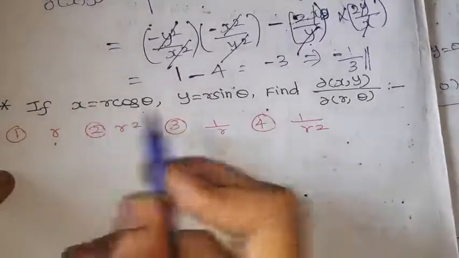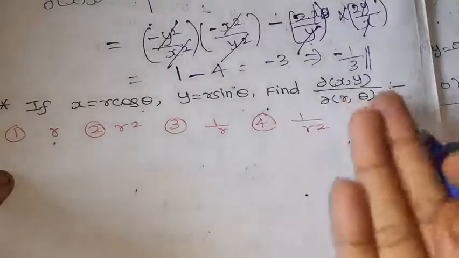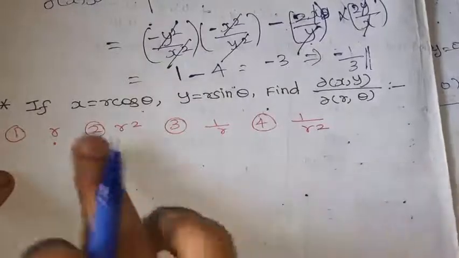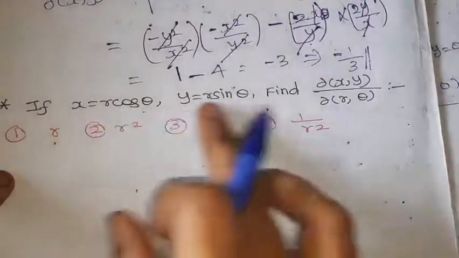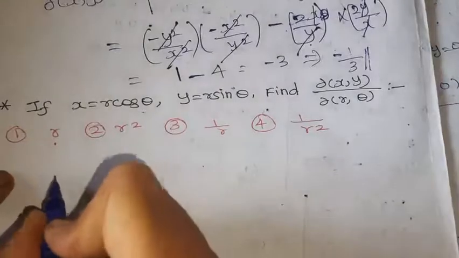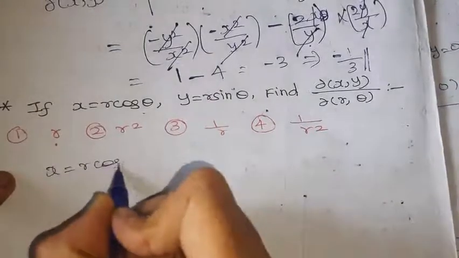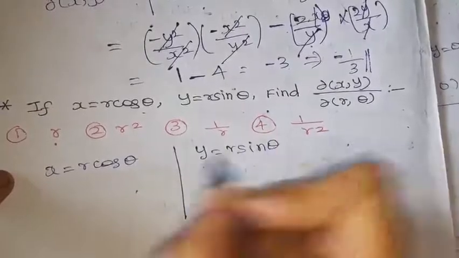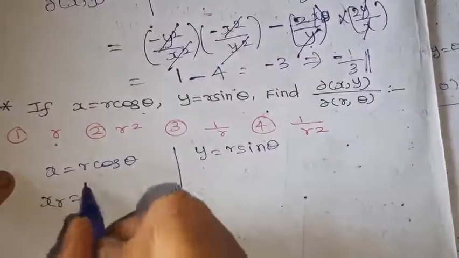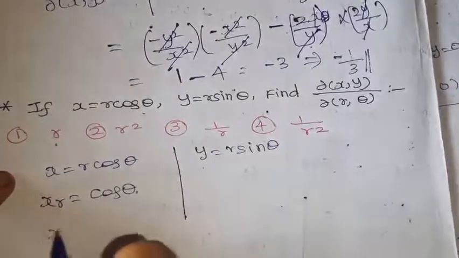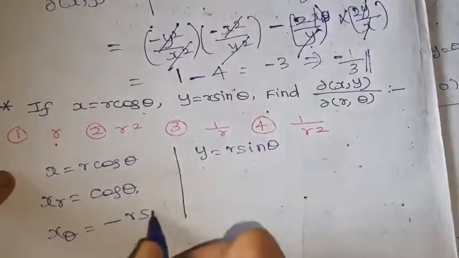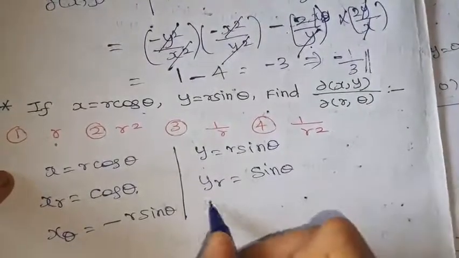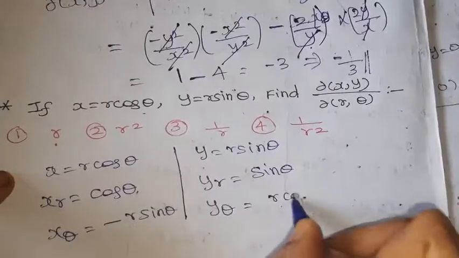Then if x and y are given, we need to find ∂(x,y)/∂(r,θ). This is direct, we need not take the reciprocal because x and y depend on r and theta only. Okay, so we'll see how to solve this. x equals r cos theta, y equals r sin theta. Then x_r is nothing but cos theta. x_theta equals minus r sin theta. Then y_r equals sin theta, y_theta equals r cos theta.